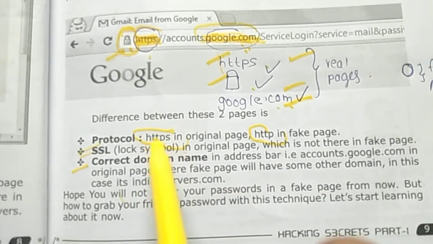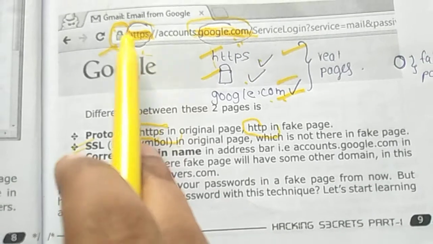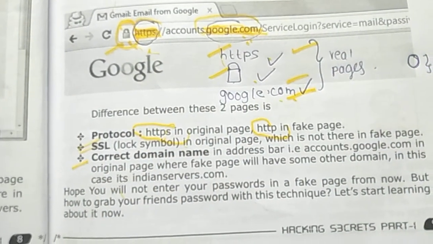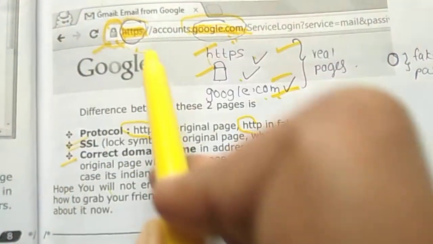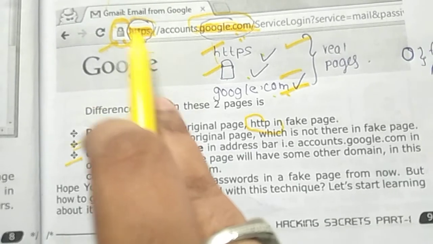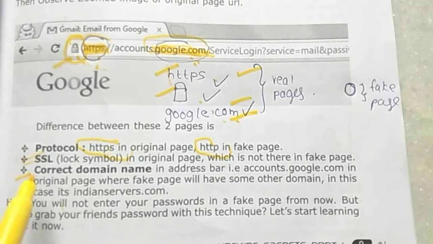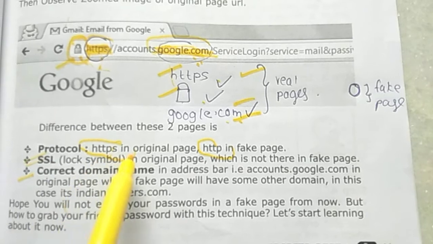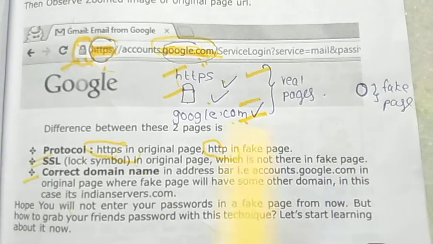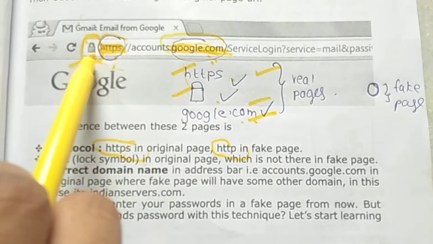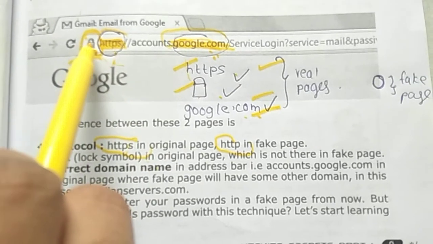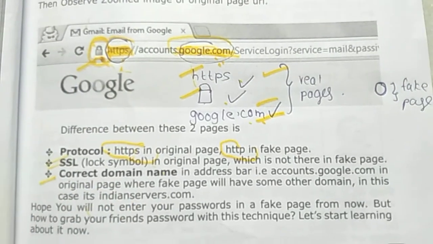So if you identify whether it is HTTPS or HTTP, you can identify whether it is a fake page or whether it is the original page. So here we can observe that there is HTTPS, so it is the original page. And second one is SSL, that means lock symbol. So there will be a lock symbol in the original page which will not be there in a fake page. So here you can observe this lock symbol. So if you identify the lock symbol, then it is the original page or else it is a fake page.